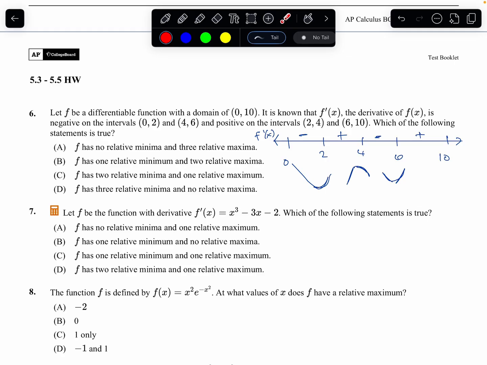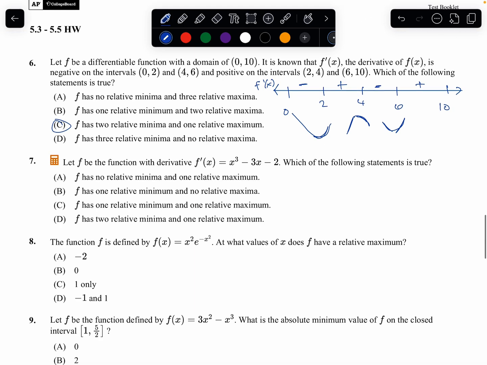So what is true right here? F has no relative minimum, but it has 3 relative maximum. No, there are minimums here. F has 1 relative minimum. I think we have 2 minimums and 1 maximum. So let's see, f has 2 relative minimum, 1 relative maximum. So I think it's C, but f has 3 relative minimum. No, so yeah, it's got to be C. All right.